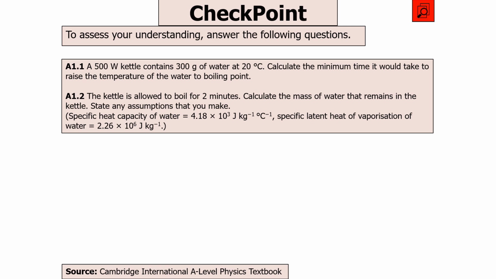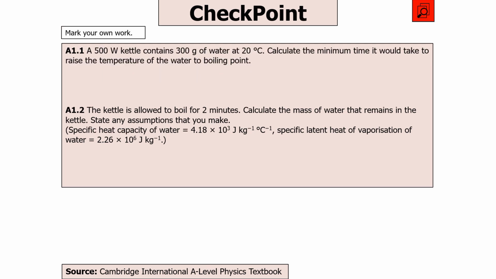Calculate the minimum time it would take to raise the temperature of the water to boiling point. Then the kettle is allowed to boil for 2 minutes. Calculate the mass of the water that remains in the kettle, stating any assumptions that you make. So pause the video now, then unpause the video when you want to go through your answer.